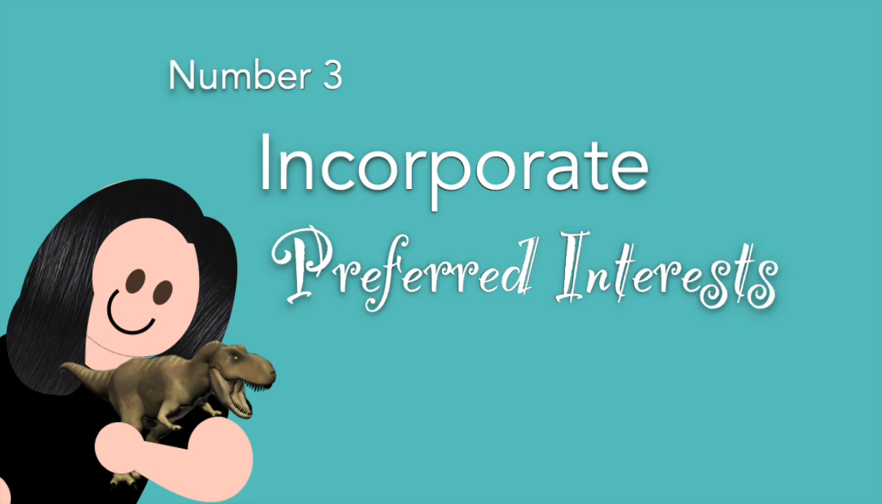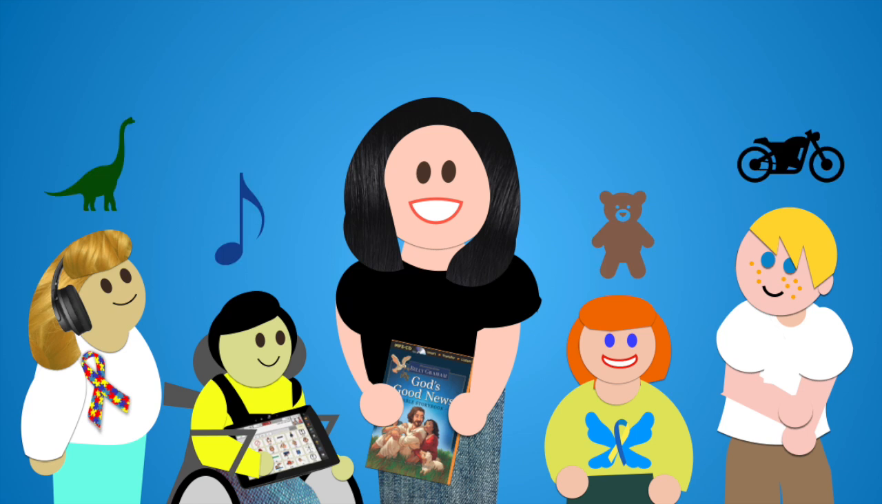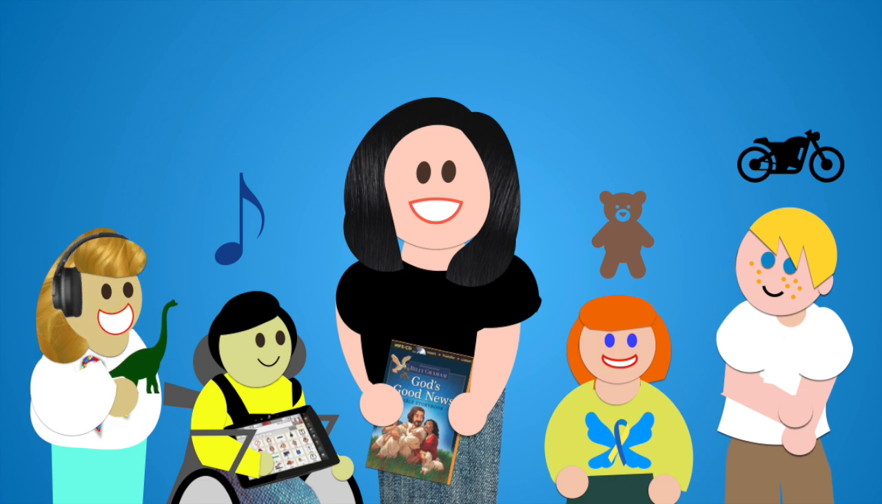Number 3, incorporate preferred interests. All students have favorite things. However, for some students, especially those on the autism spectrum, including a favorite interest will increase engagement. There are endless ways to do this, but here's a fun example.